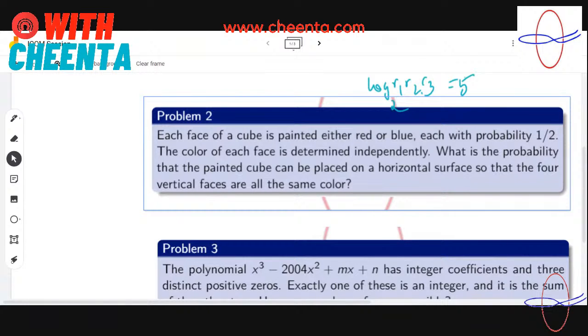Okay, so the idea is that each face... Yep, this is a bit easy. The harder problem will come soon. Oh, nice, Mukund. Okay, so each face is painted either red or blue, each with probability half. The color of each face is determined independently. So it's okay. We'll slowly get to know this. Don't worry, Mukund. Just see how I am approaching the problem.